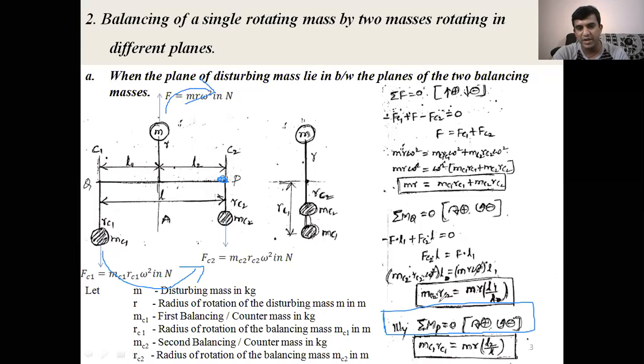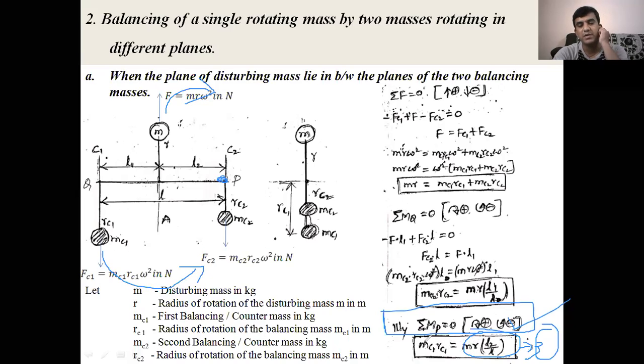Again, simplify it. Finally, what equation will you get here? m c1 r c1 is equal to M into R into L2 by L. Now these are all parameters we know. M we know, R we know, L2 and L also we know. Now for a given value of m c1 you can calculate r c1, or for a given value of r c1 you can easily calculate m c1.